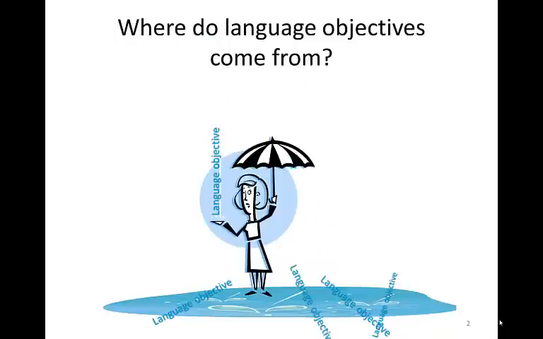Although language objectives are individual to teachers and classrooms, depending on what students already know, what the goals are, and so on, there is a general process that teachers can follow to develop useful and effective language objectives. Here are the 5 steps.